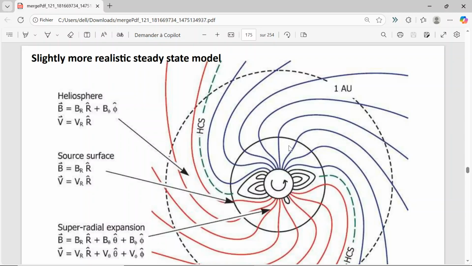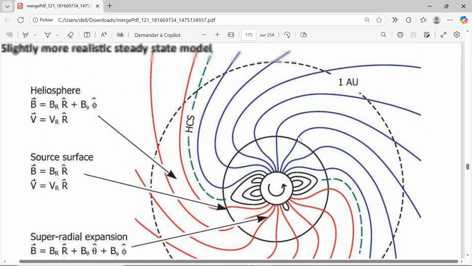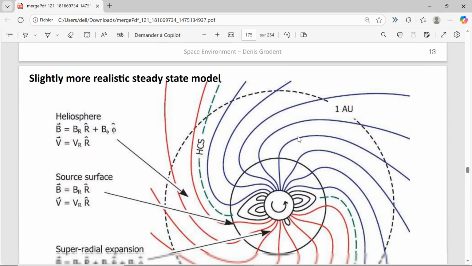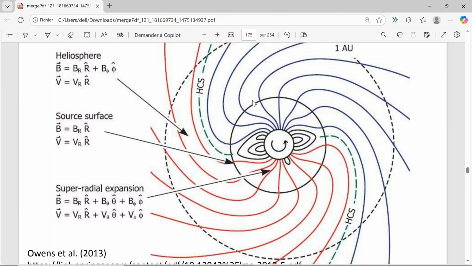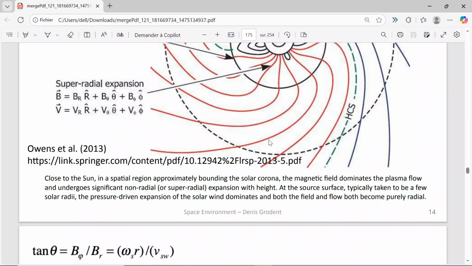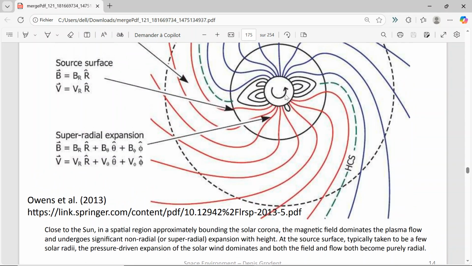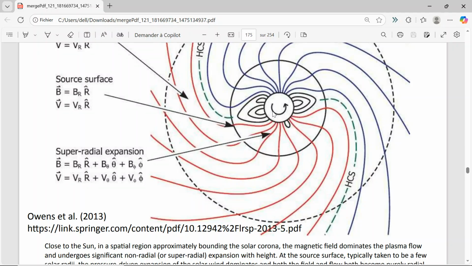Here you have the sun. You have the core of the sun, you have the surface of it, and you have the magnetic field lines, the positive ones and the negative ones. You have the same number in order to respect the divergence of the magnetic field, which needs to be equal to zero. You can see that inside, the magnetic field dominates the plasma flow and undergoes significant non-radial expansion. So we see a strange behavior here inside the sun.